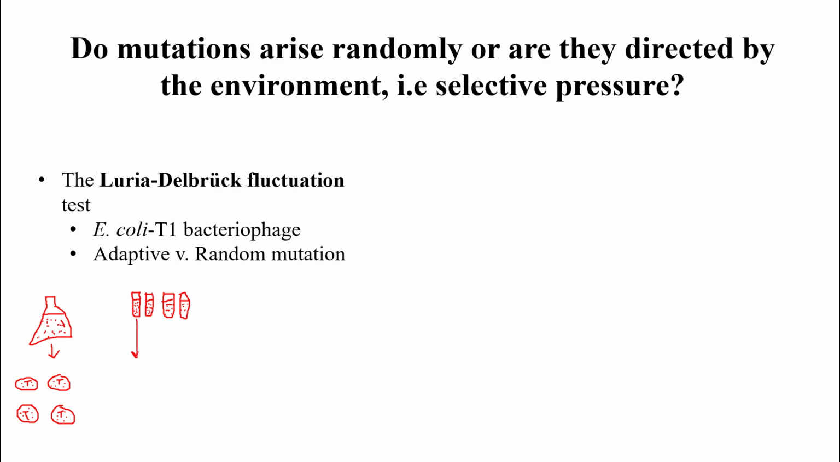Now, with the test tube ones, they did the same thing, but each test tube got its own petri dish. And again, they all had T1 bacteriophage on there. And again, they would get some growth from those that were resistant.